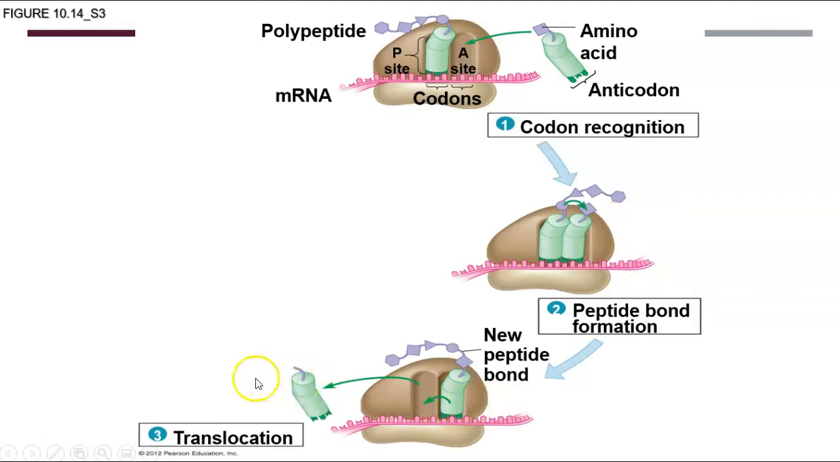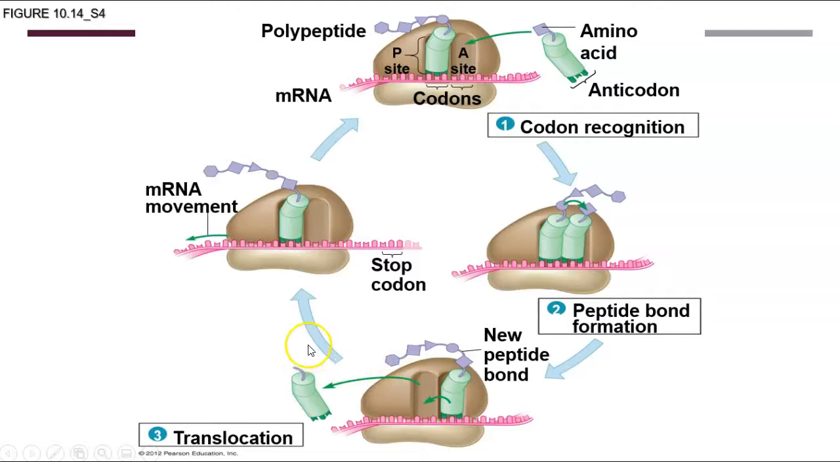The first transfer RNA is going to be released, and the second one's going to move over to the P site. That's called translocation, and then the next process is going to occur. So it continues on and on like this, making the peptide bonds, transferring the polypeptide over to the new one, releasing the previous one, and continues on until it reaches the stop codon.